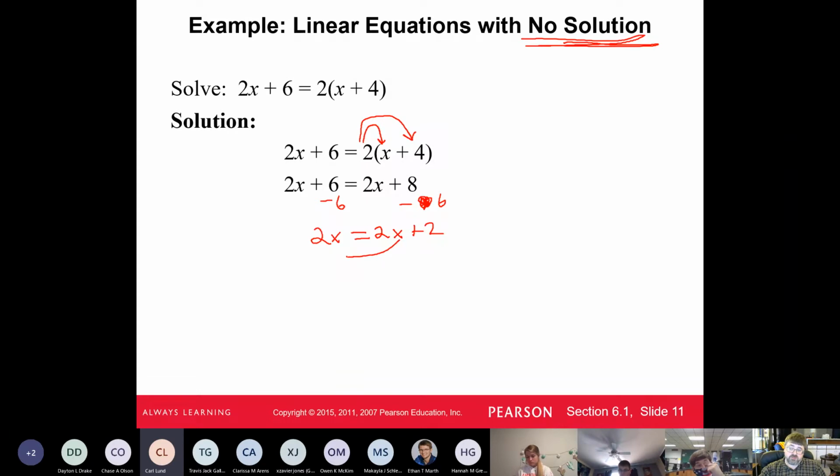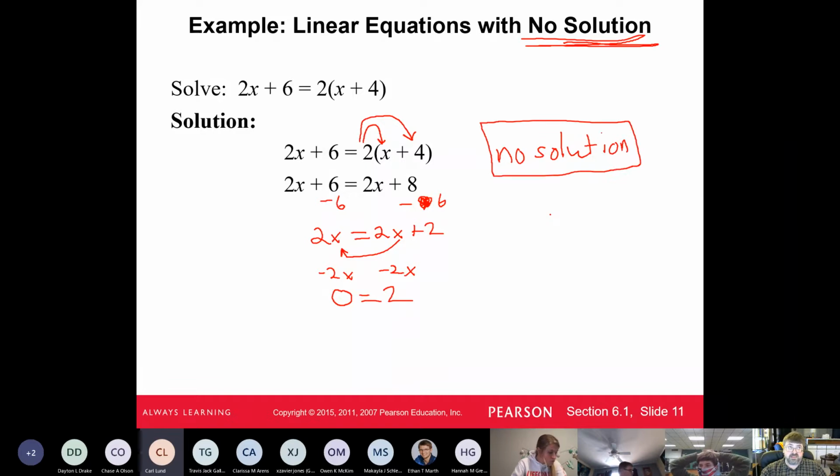Okay, now we want to move our variable terms over here. So we're going to subtract 2x from each side. 2x minus 2x is 0. So our answer is 0 equals 2. 0 cannot equal 2. Those are two different numbers. And a number cannot equal a number that's a different value. 7 cannot equal 12. -1 cannot equal 0. 5 cannot equal 13. And here, 0 cannot equal 2. This means there's no solution. That's what you should write. When you see a case like this, just write the phrase, no solution.